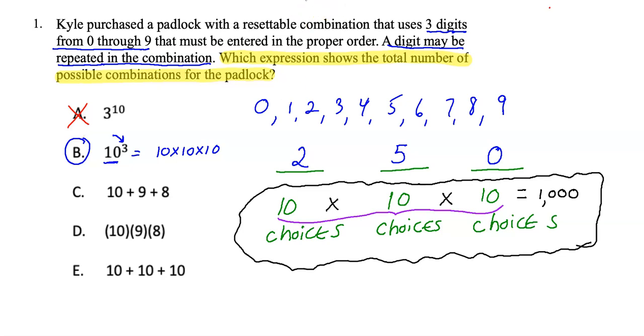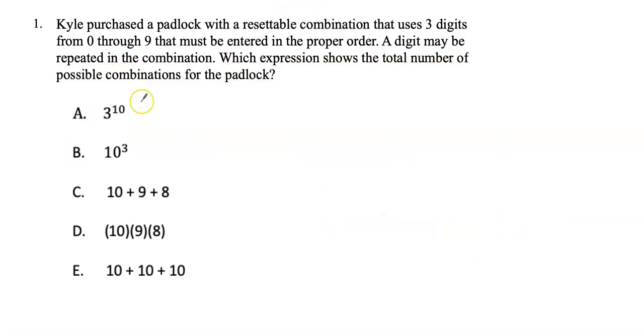I'm actually going to clear out the whole thing to clean it up. A couple of things. If I were taking the real HiSET test, I would have immediately eliminated C and E. Because if I add these up, 10 plus 9 plus 8, I would get 27. And in the real world, 27 possible combinations is just not enough. It would be too easy for someone to guess.